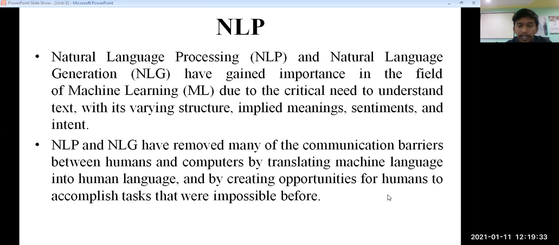NLP and NLG, which stands for natural language generation, have removed many of the communication barriers between humans and computers by translating machine language into human language. As everybody might be using a Google translation tool, which converts different languages. Suppose if I am going to Tamil Nadu without any knowledge of the Tamil language, and I want to communicate with them directly, it is very impossible for me, right?